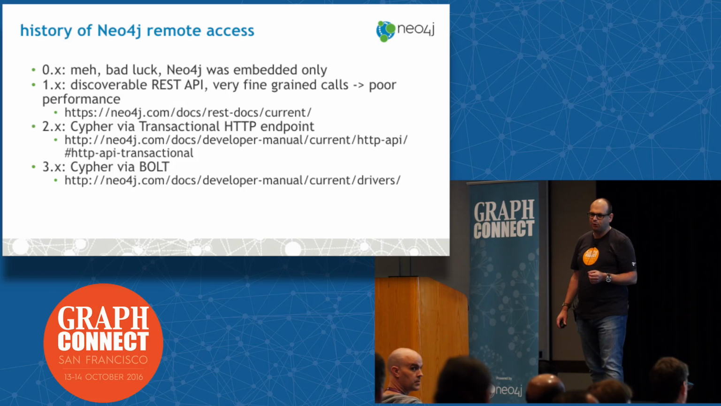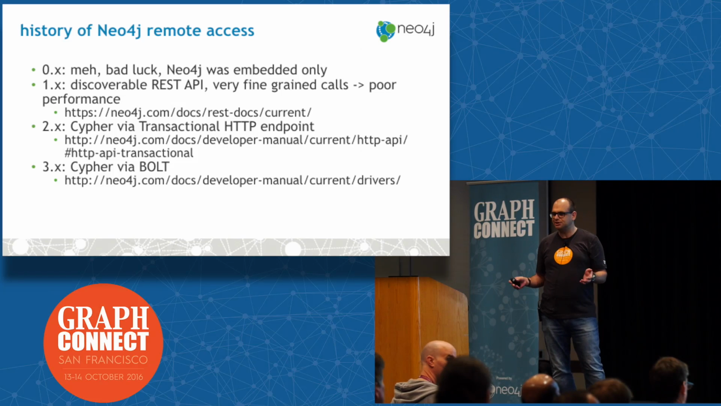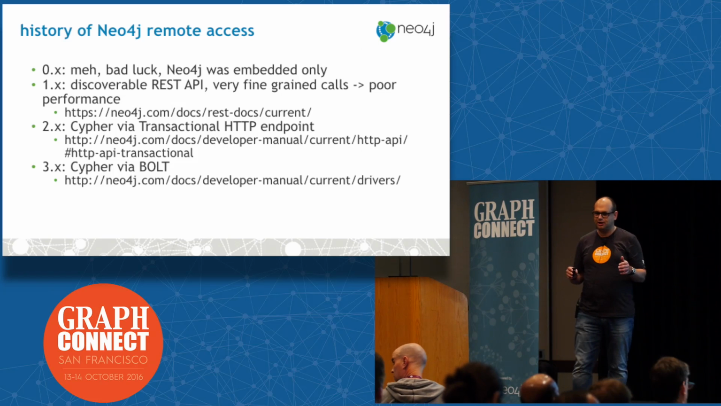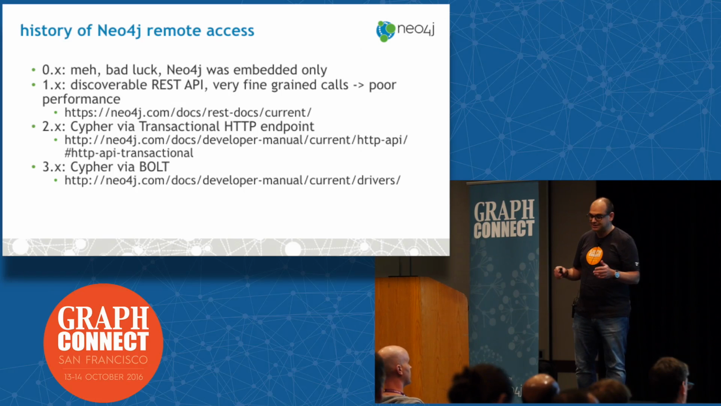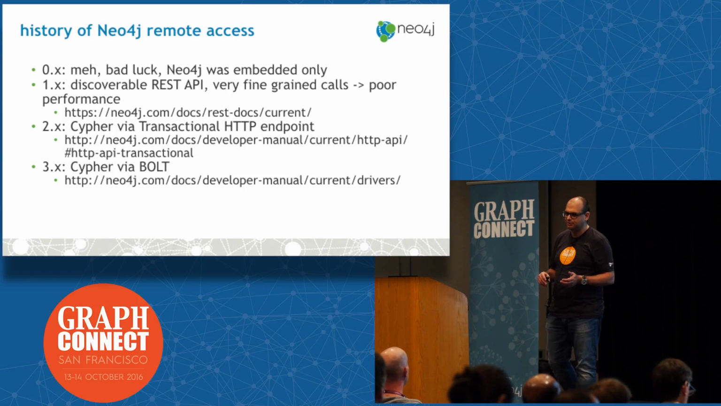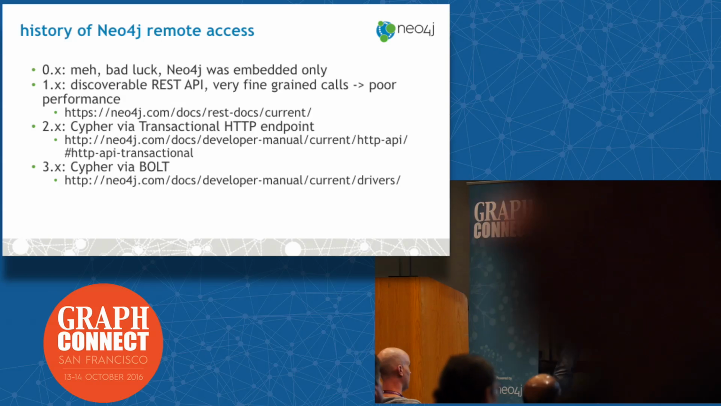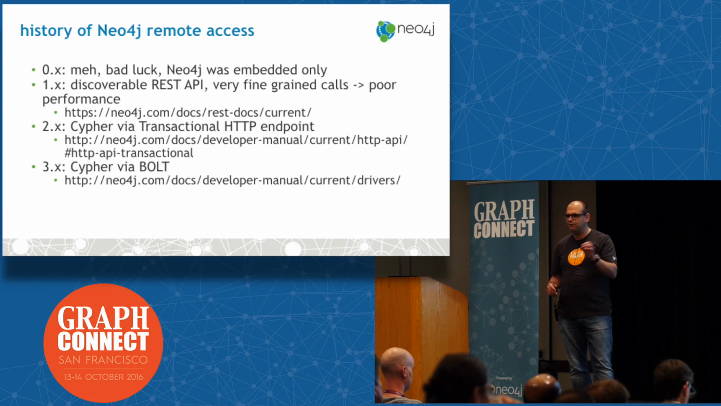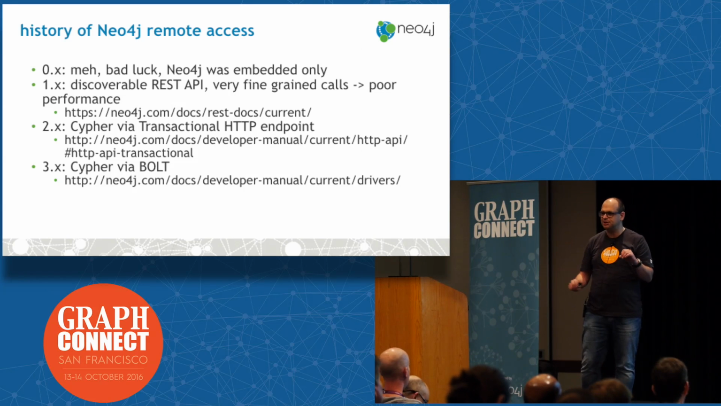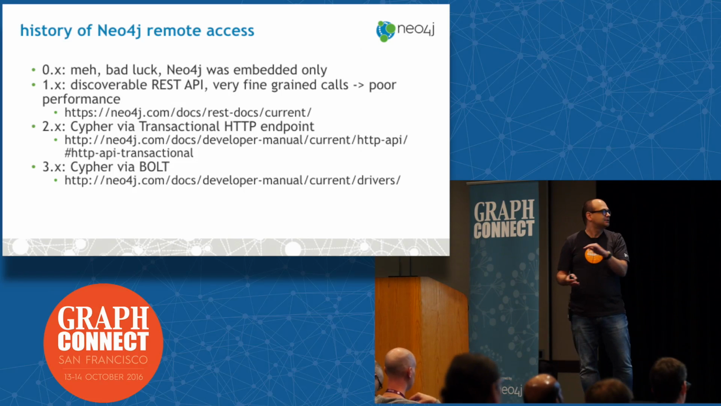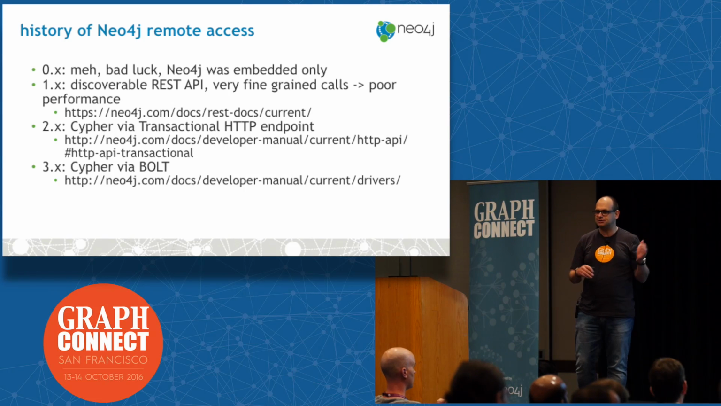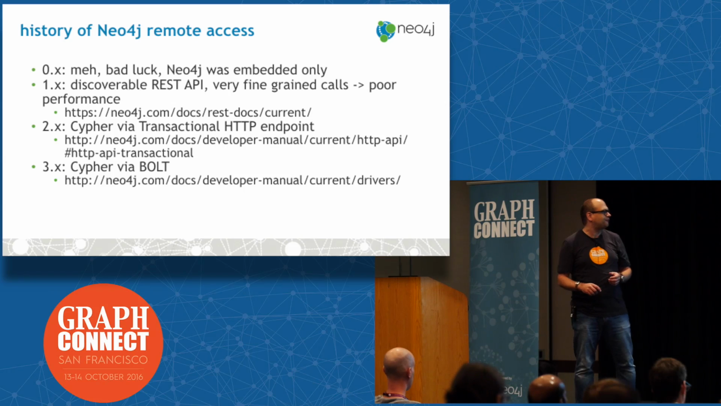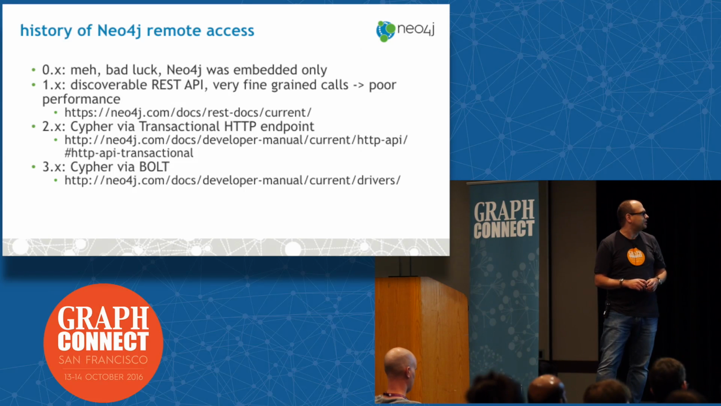Then with the versions 1.x, the big innovation at the time was that there is a network. It's available to access the database remotely by a REST API. If you remember this chatty REST API, you have granular calls for creating the node, setting a property. So you have a huge amount of calls for getting a little work done. This turned out to have very poor performance, but it was nice from an API design perspective, but it didn't really work out for large-scale operations.